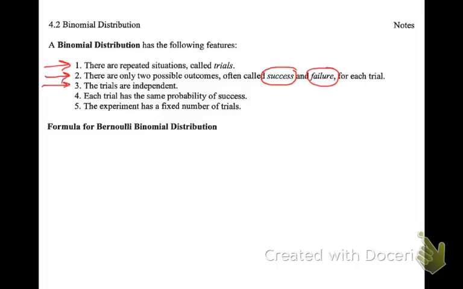The trials are going to be independent from each other. I mean, they're going to all happen at separate times. And each trial will have the same probability of success. This is a very important feature of Bernoulli or binomial problems, that it has a fixed probability associated with it. So the chances that you're going to have success is going to be the same for every trial. And then there's going to be a fixed number of trials.